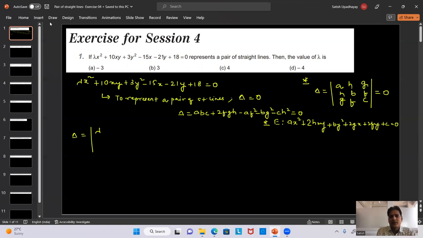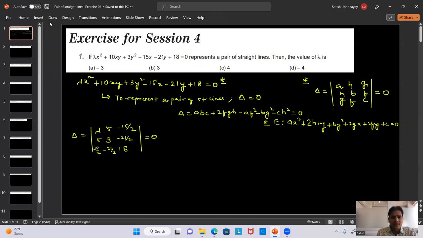If you compare this standard equation with our equation, we have the value of a as lambda. What is b? B is the coefficient of y square, which is 3. And c is the constant term, that is 18. Now what is f? F is minus 21 by 2. And g is minus 15 by 2. And h is 5. And this must be equal to 0.